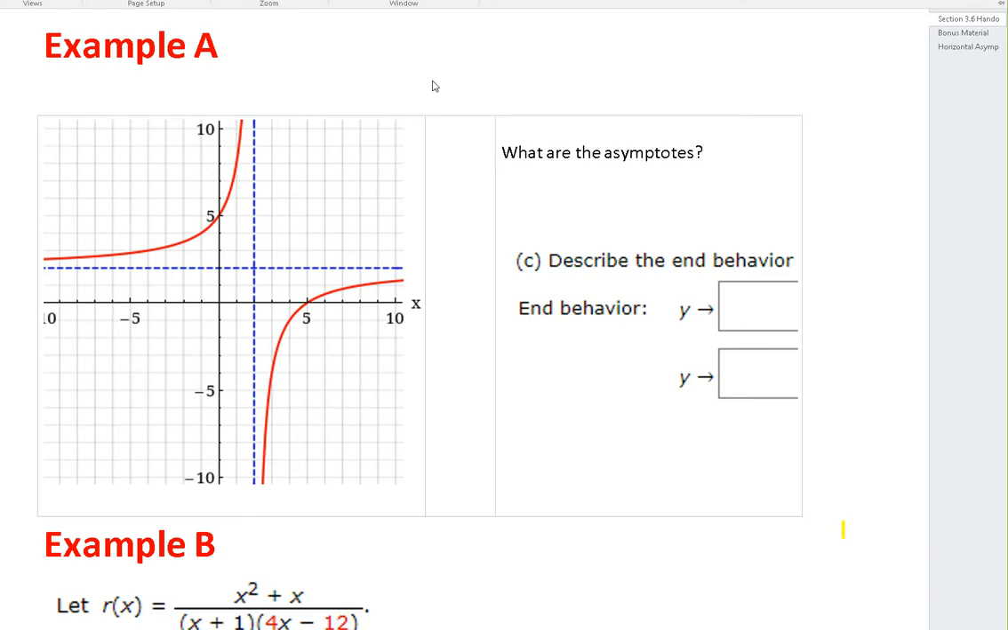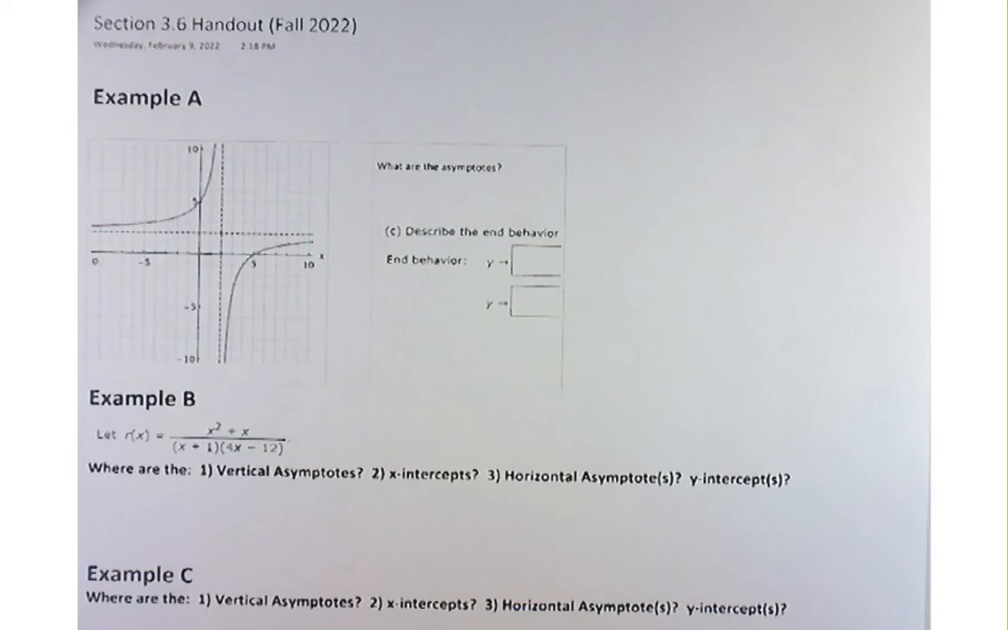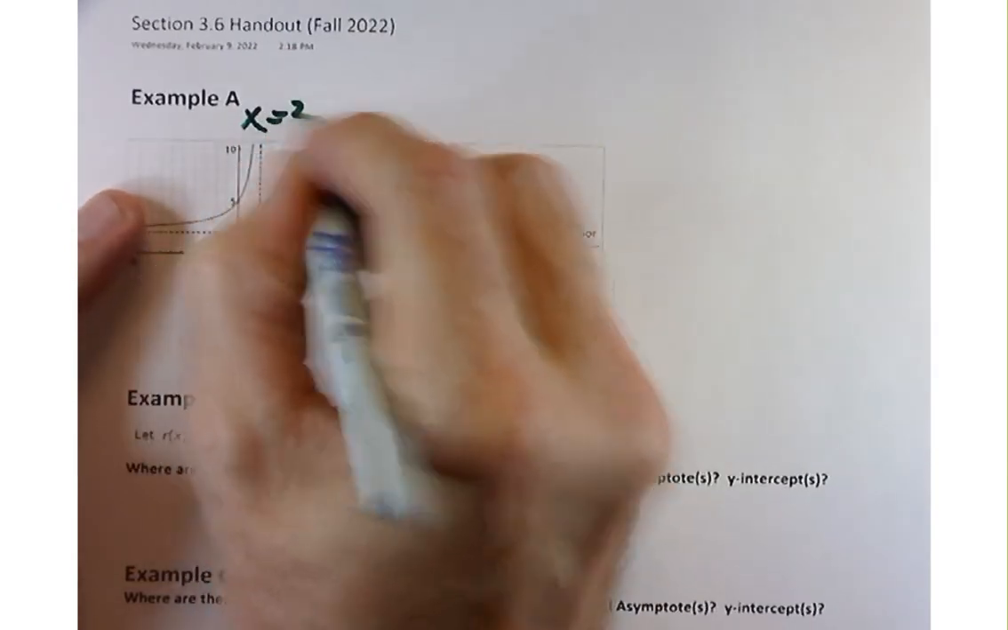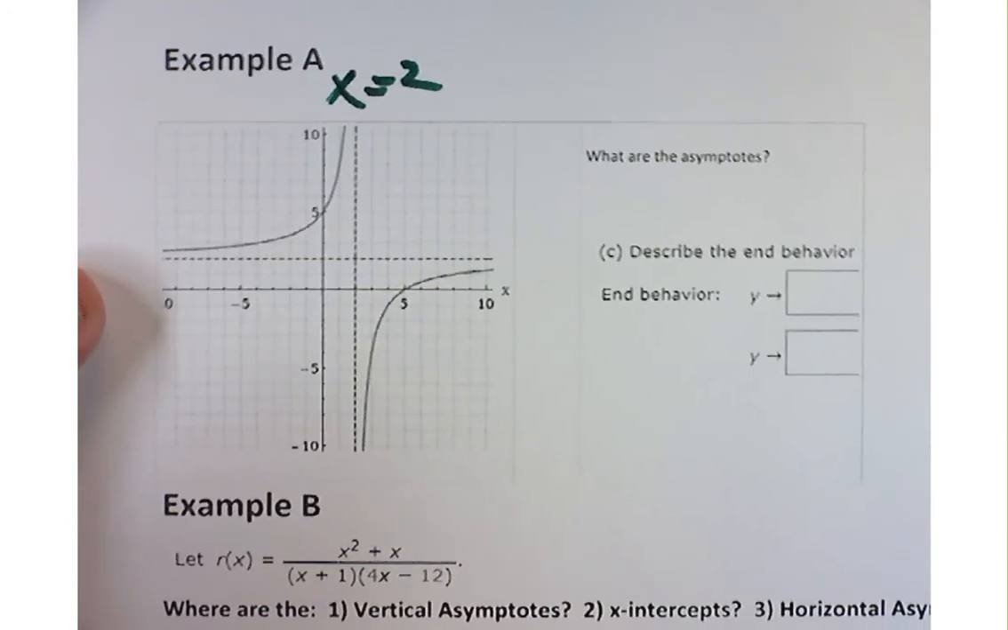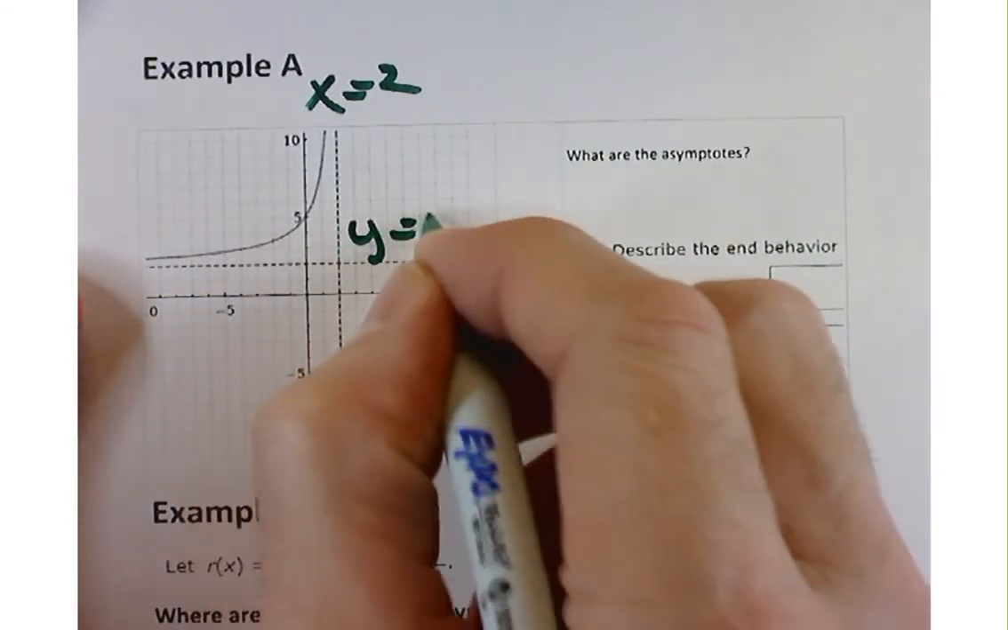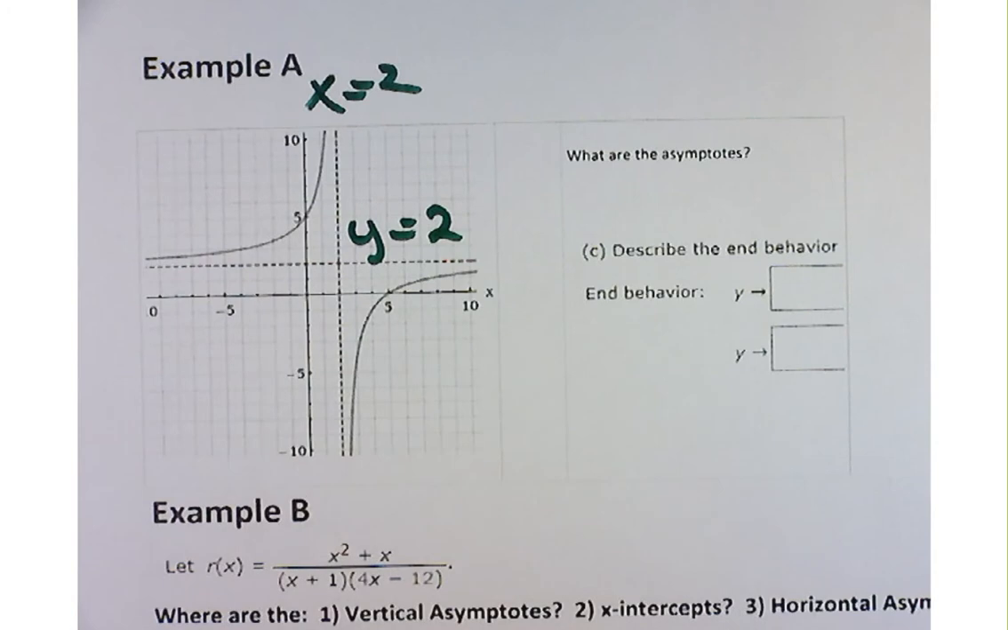How about for the vertical asymptote? What's the equation of that one? X equals 2. Perfect, thank you. So you got x equal 2. How about the horizontal asymptote? What's that one? Y equals 2. Beautiful. And now we want to figure out what the end behaviors are.